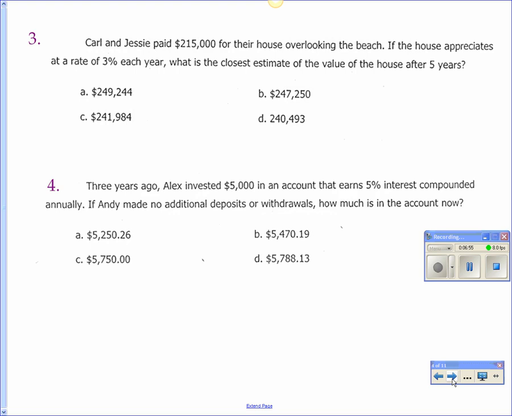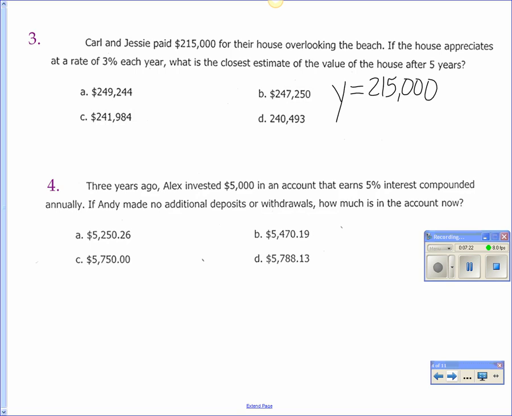Good. All right, so for this one, I have to write a function rule because they don't have one. So y equals... Stephen R., what is my starting value? How much money did they start with? Yep, 215,000. So that's how much money they started with.